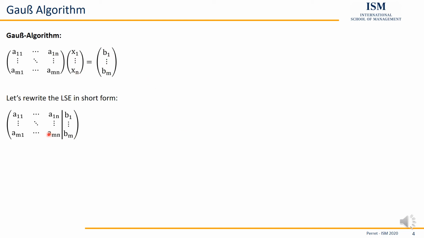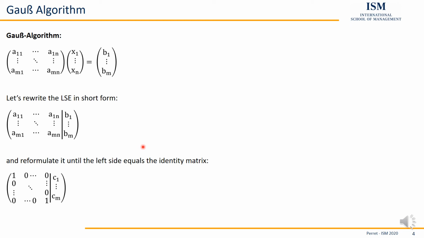Then we try to use some commands to get this matrix here on the left to look like an identity matrix. And we're going to do this in 3 steps. So this is what we want to get, because then once we have this, here on the right would be our solution.